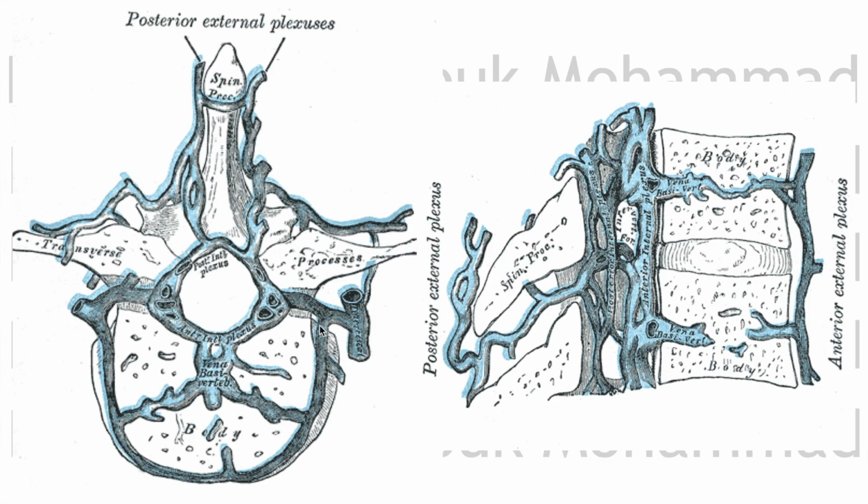This is a picture of the internal vertebral venous plexus connecting to the external vertebral venous plexus on the outside of the vertebrae. I hope you got the maximum benefit from this lecture, and thank you very much for watching.